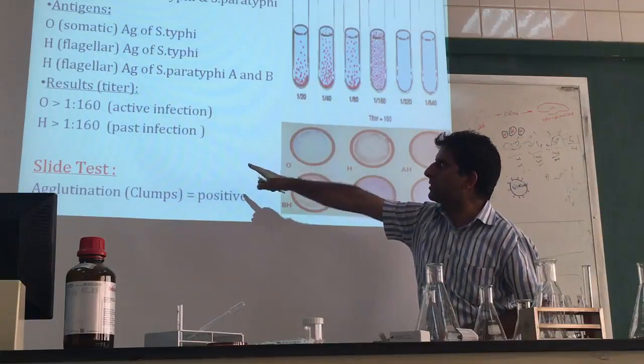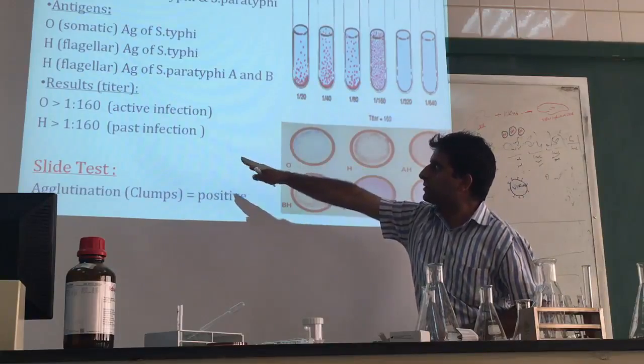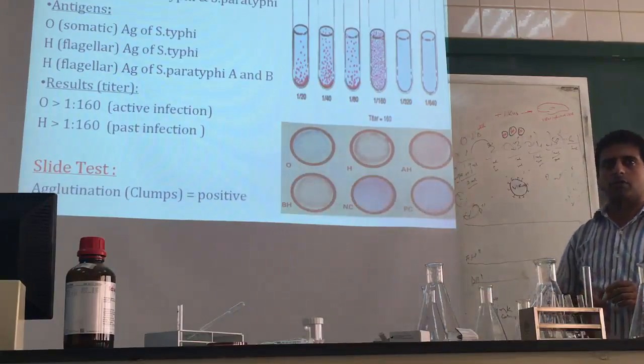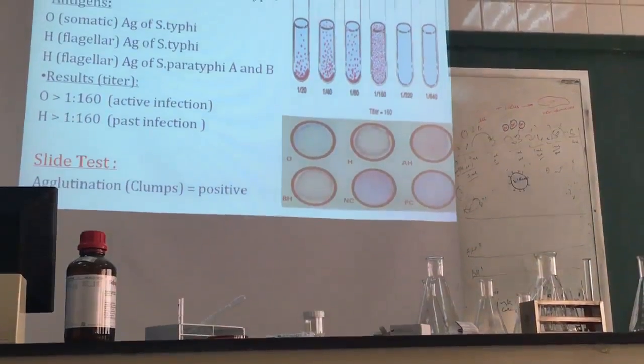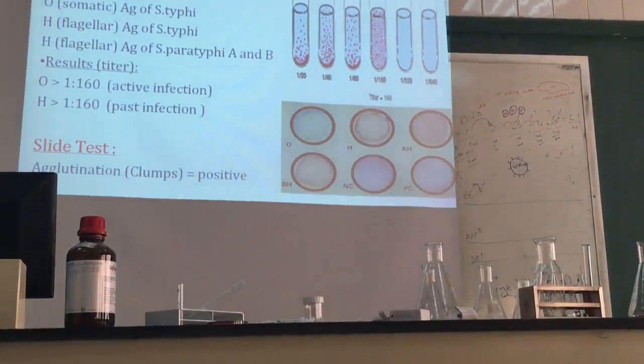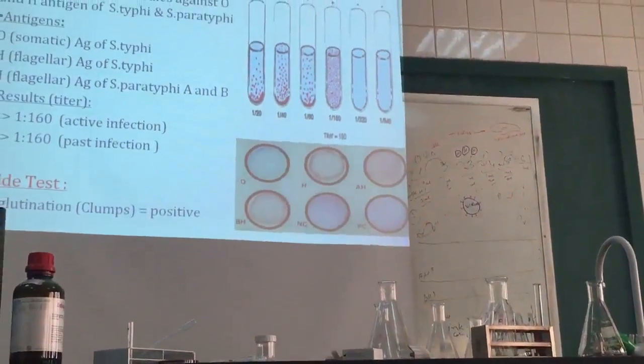For flagella, it may be IgG. It is 160. It may be the past infection. Okay. So this is about the serial dilution. You understand the serial dilution now? Okay? Fine.